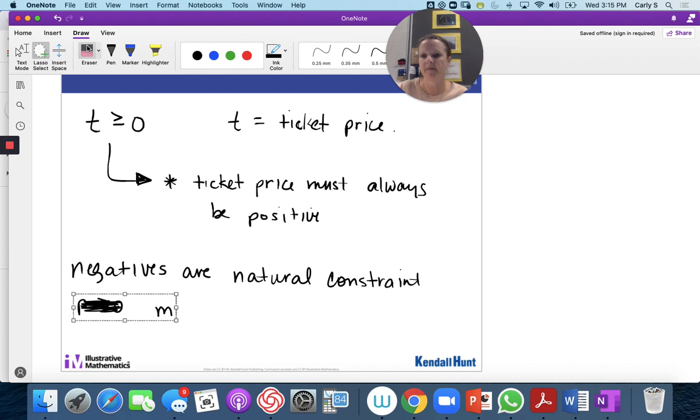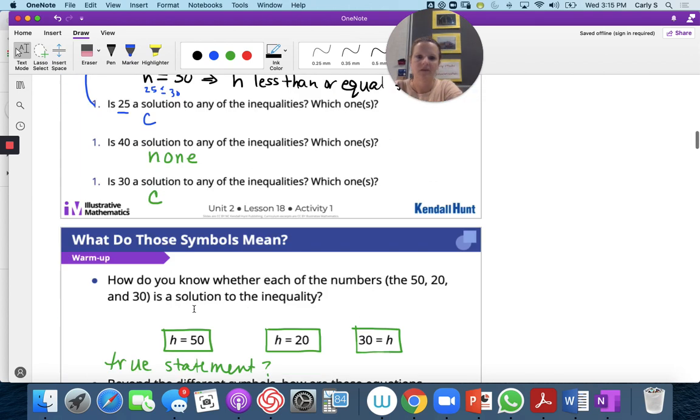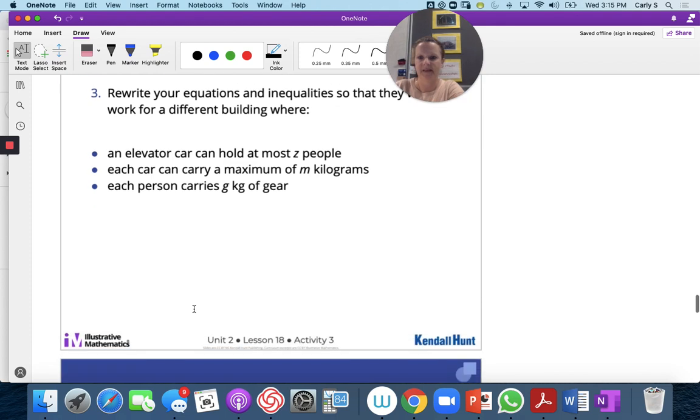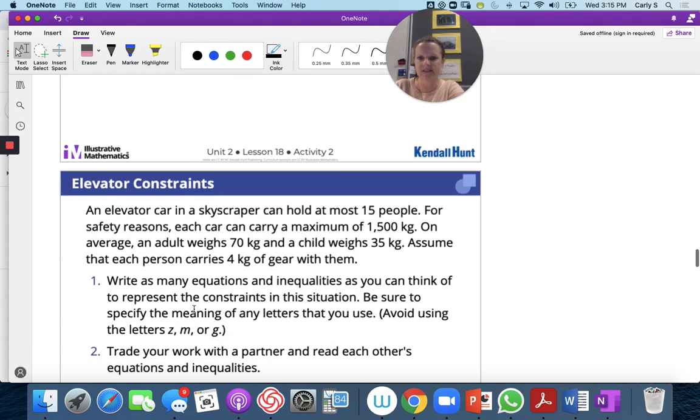I do like this program better because of that. Oh, it didn't work. Oh, I thought it would erase it. Let's try again. I think I did it wrong. There we go. All right, so let's move on. I don't know why it does this. Okay, so elevator constraints.